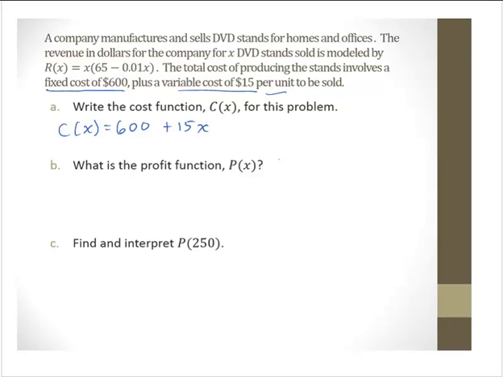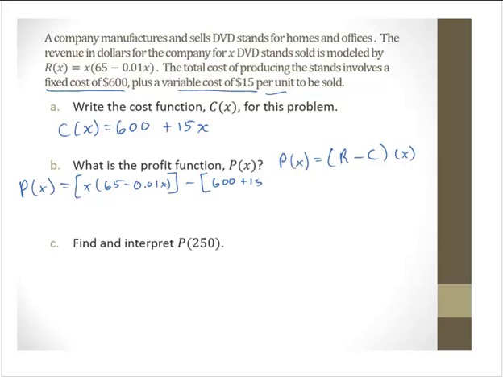What about the profit function? Well, profit is generally written as R minus C of x, revenue minus cost. So then the profit function would be the revenue function, x times (65 minus 0.01x), minus the cost function, 600 plus 15x.